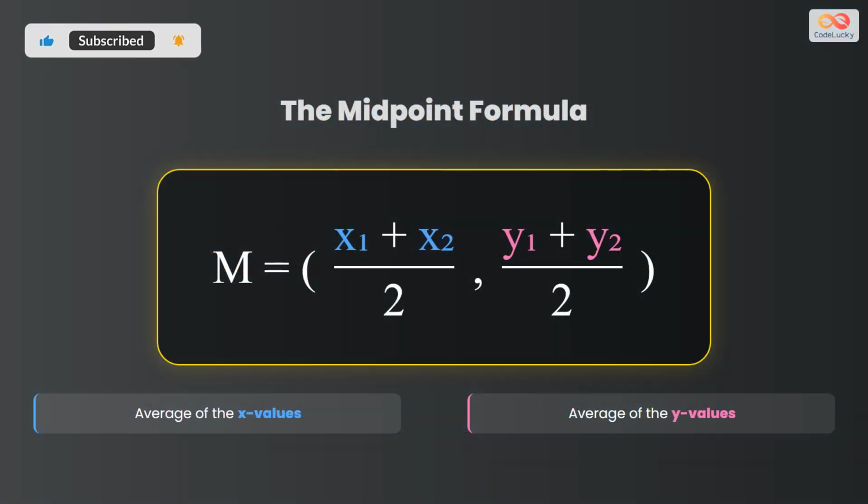Here is the official midpoint formula. It looks like a coordinate pair. Denoted by capital M, it consists of two parts. For the x-coordinate, we add x1 plus x2 and divide by 2. For the y-coordinate, we add y1 plus y2 and divide by 2. It is simply two separate averages calculated side by side.